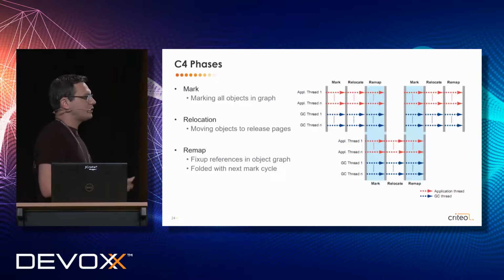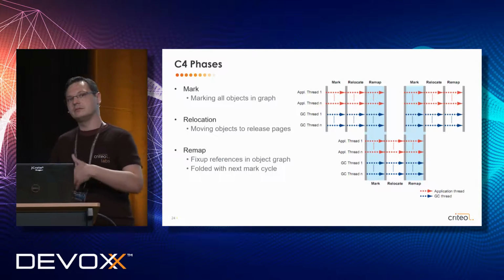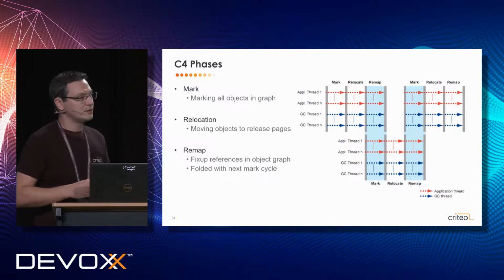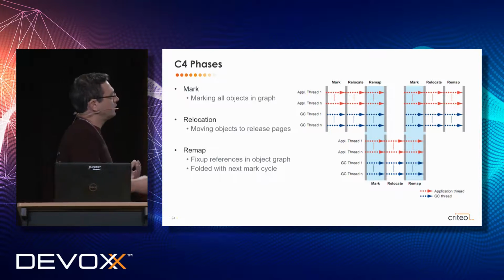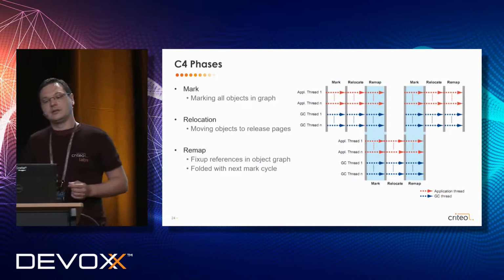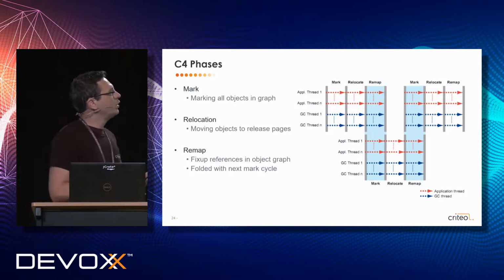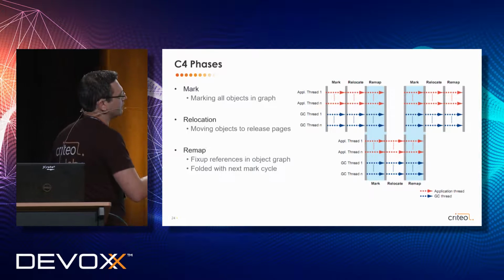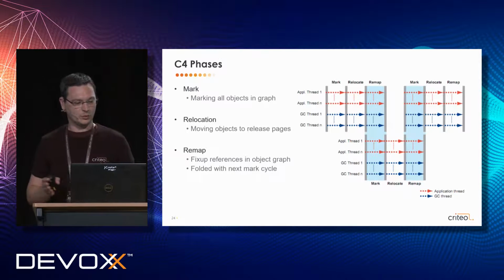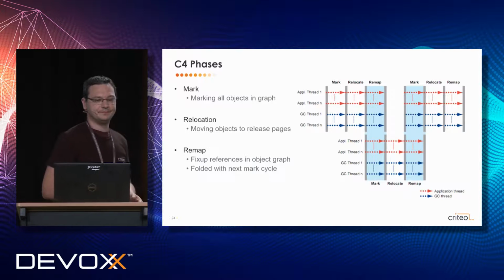But as we traverse the whole graph again during the remap phase, we can mark objects again. So in fact, the remap phase and the mark phase for the next cycle are folded together. As you see in this schema, we have the mark phase for the first cycle, relocate, and remap. And during the remap, we also do the mark phase for the next cycle, and so on. So we can shorten the time spent in the GC.